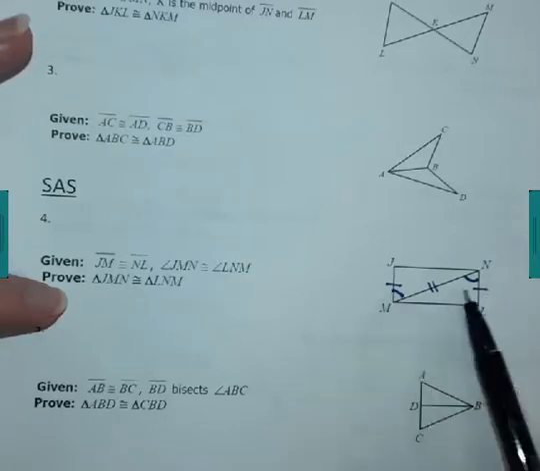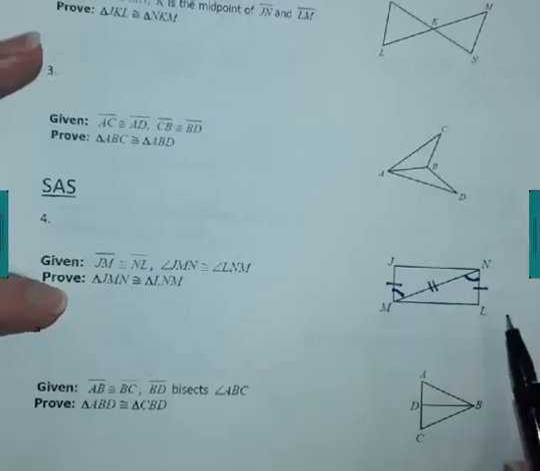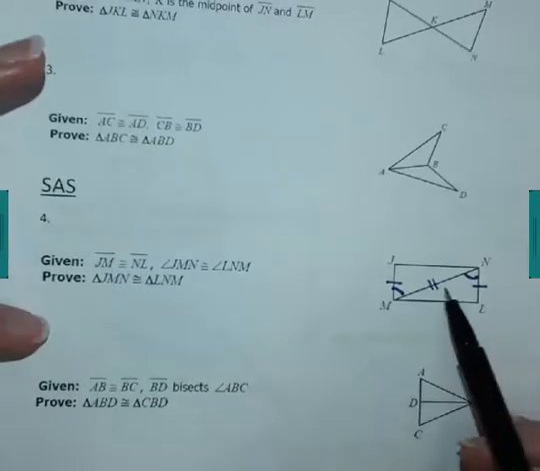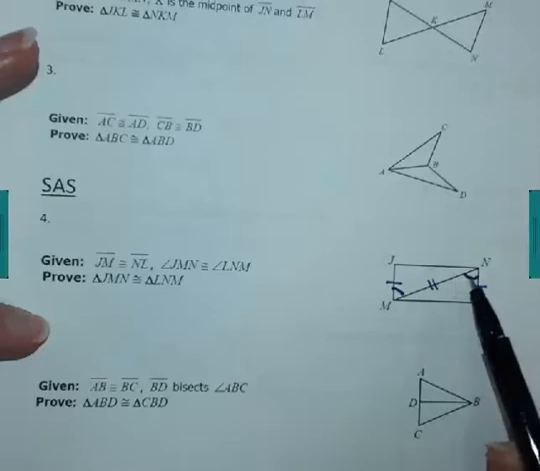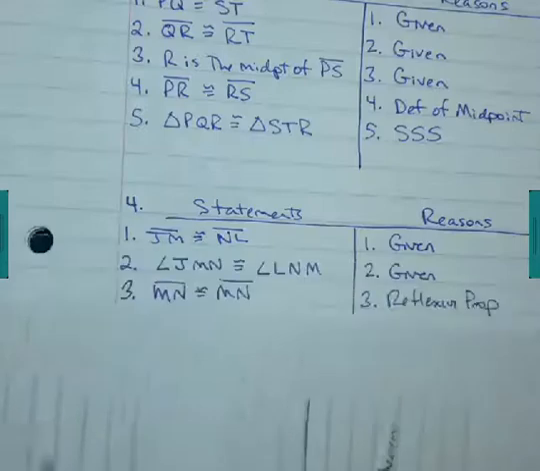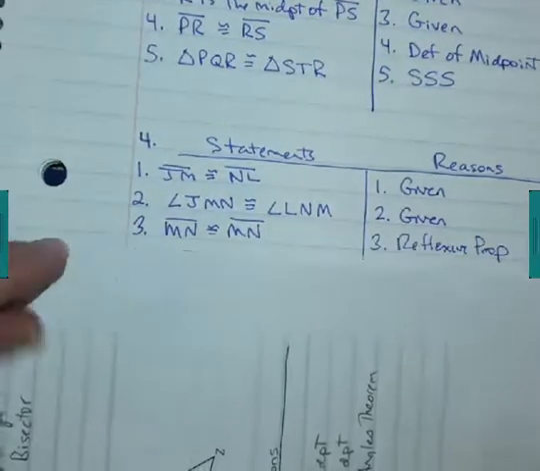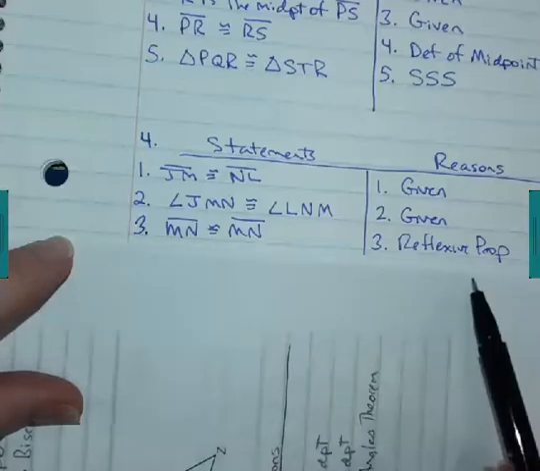So I marked the given statements here, but the reflexive property is one that we're going to see a lot in our proofs. So I'm going to mark this one with 2 markings because I know that this segment is congruent to itself. So now when I come over to my proof, I want to mark it, and then I also need to write the statement out. So MN is congruent to MN because of the reflexive property.